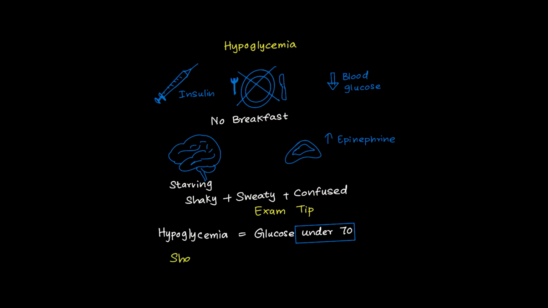Here's a WGU D446 OA exam tip for you. Anytime you see shaky, sweaty, and confused on insulin, check blood glucose for a reading under 70. Recall hook: shaky plus sweaty equals sugar under 70.